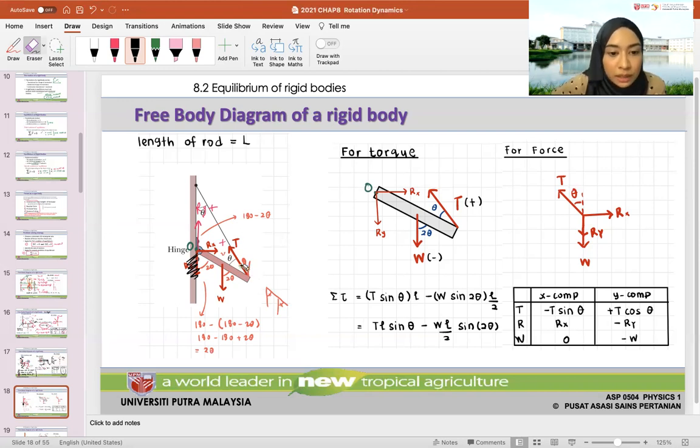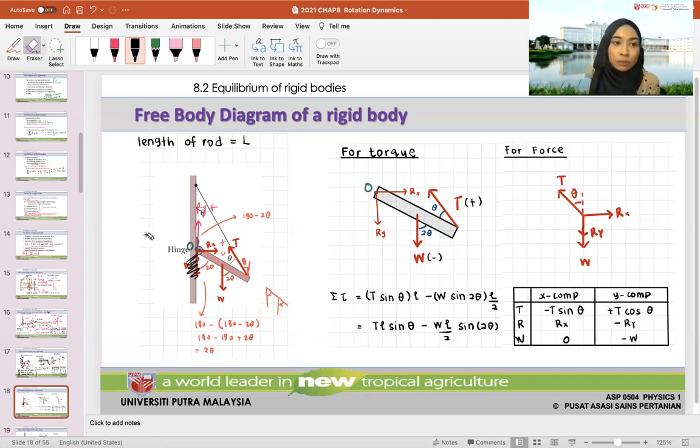What else? We have tension here because we have a string. It has some angle. Why did they define it here? Never mind. And then we have weight. Our weight is always going downwards, but it is not perpendicular to the R.